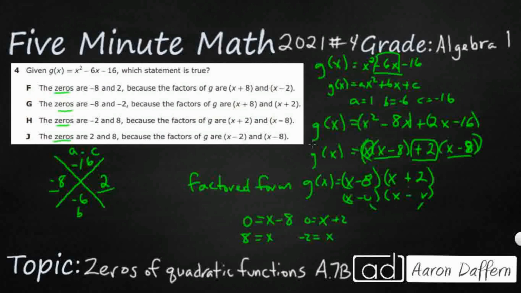So since this is a positive 2, and in the factored form it's minus v, it needs to be a negative 2 to get that positive 2. And then since it's x minus u, x minus 8, it can simply be 8. That works. So those are your zeros, or your solutions, or the two values of x that make g of x equals 0. So we see our answers right here, the x plus 2, x minus 8, and our answer is H.